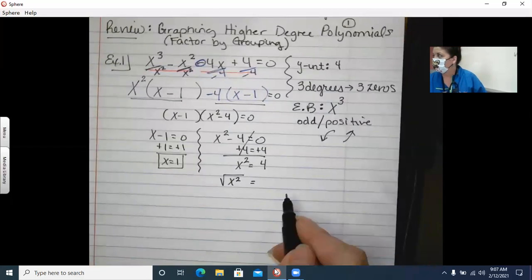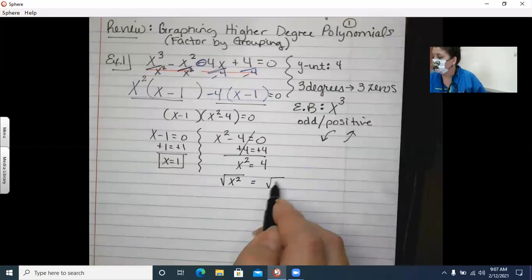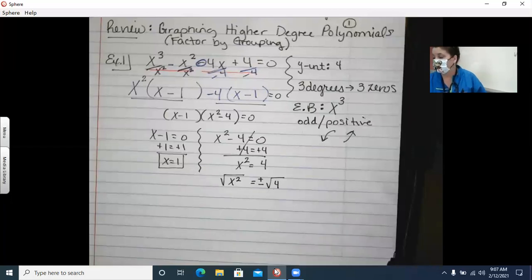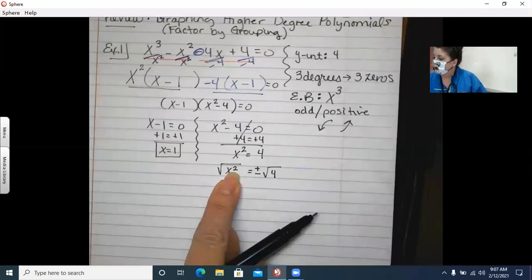X squared times x squared is x to the 4th. Square root of 4 is 2. Correct. So on the right side, I'm supposed to get two solutions. Remember, when you take the square root of 4, you're taking the positive square root and the negative square root. If you forget and just take the positive square root, you're going to get one solution. Remember, x squared means two solutions, two roots, two zeros, right? So don't forget positive and negative. So what's the square root of x squared?